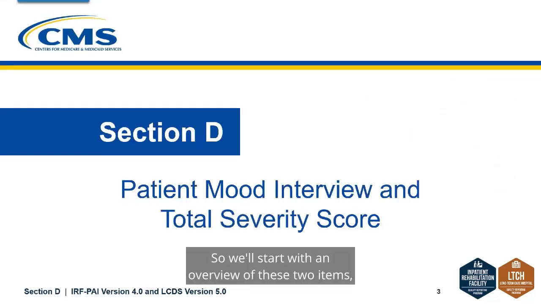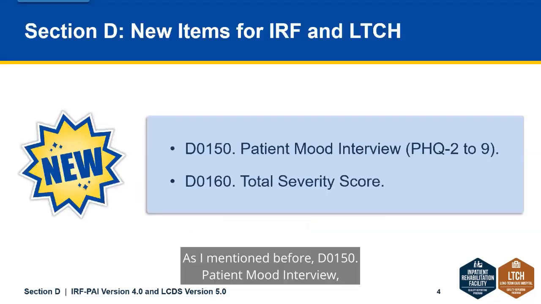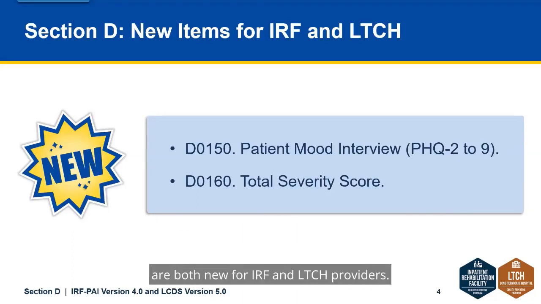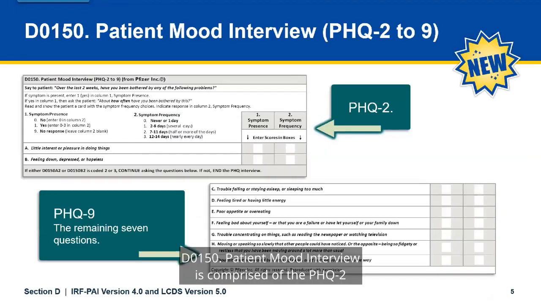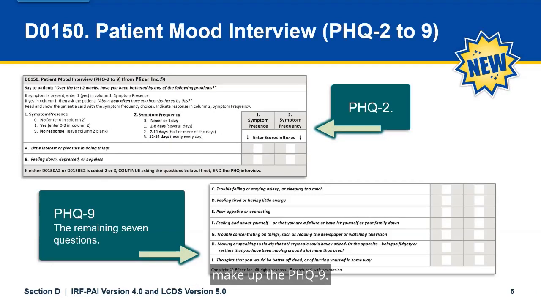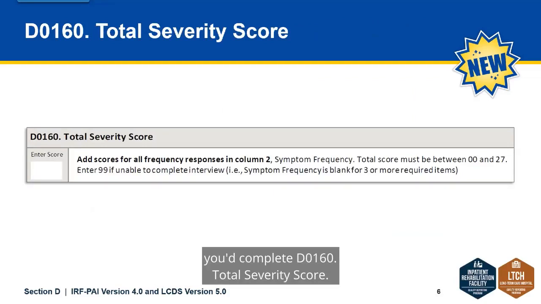So we'll start with an overview of these two items, the patient mood interview and the total severity score. As I mentioned before, D0150 patient mood interview, the PHQ 2 to 9, and D0160 total severity score are both new for IRF and LTAC providers. D0150 patient mood interview is comprised of the PHQ-2, and along with the remaining 7 questions make up the PHQ-9. Once the patient mood interview is done, you would complete D0160 total severity score.